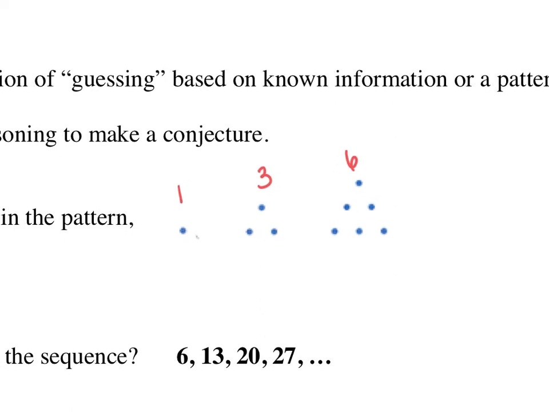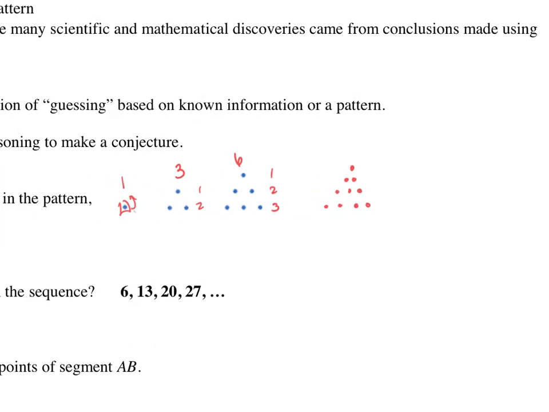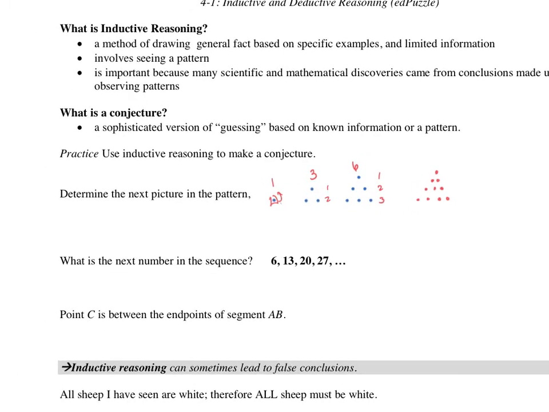If I look, I keep on adding, moving this up and adding below it. I have 1, then 2, 1, then 3, 2, 1. So I think my next one is going to have 4 dots at my base: 1, 2, 3, 4. Then I'm going to have my 3 above, then my 2 above, and then my 1. That's the next image of my pattern, and I'm just doing this by looking at the pattern that's happening before me.